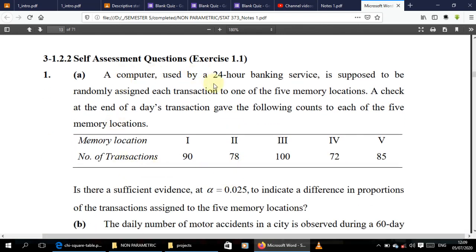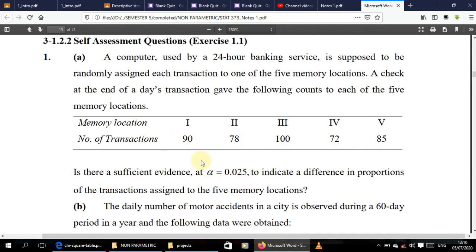So a computer used by a 24-hour banking service is supposed to randomly assign each transaction to one of the 5 memory locations. A check at the end of the day gave the following count to each of the 5 memory locations. Is there sufficient evidence to indicate a difference in proportions of the transactions assigned to the 5 memory locations? So here, these are the frequencies that they observed. If you are testing to see whether there is no difference, it means the expected frequencies have to be the same.